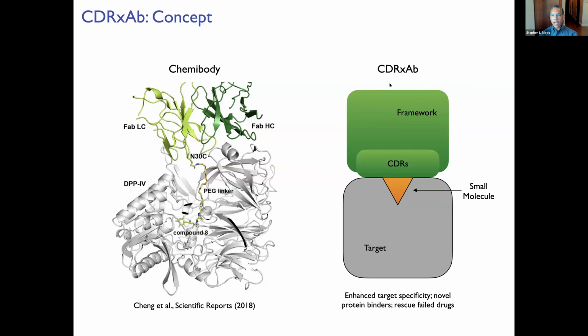For a CDR extended antibody, we're interested in having the small molecule covalently attached to one of the CDR loops and have it directly involved in the interface between the antibody and its target. And we believe that this will provide for significantly enhanced target specificity, enhanced binding synergy of the components, and can be used potentially, for example, to rescue failed drugs.